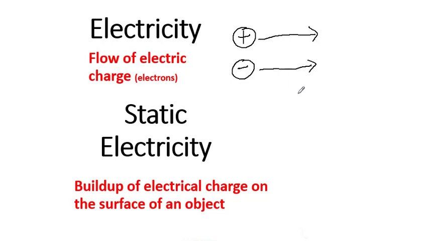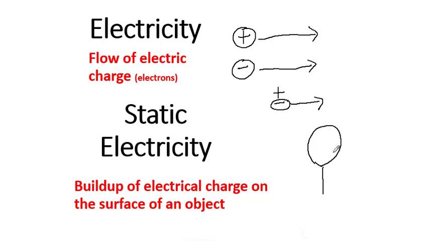Now, because protons are so large, they rarely move in solids. So usually when we talk about electricity, it's the electron that is moving and the proton stays still. Another type of electricity is called static electricity. And this is the buildup of charged particles on the surface of something.